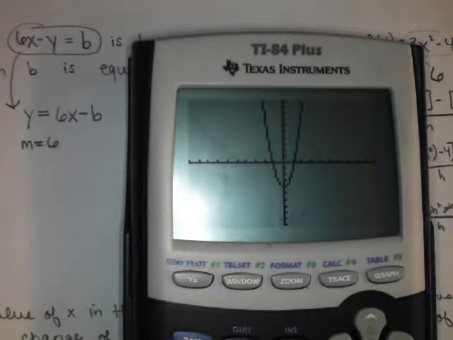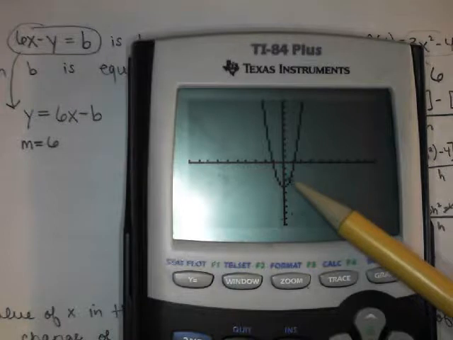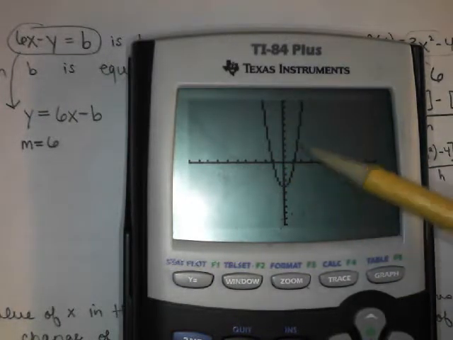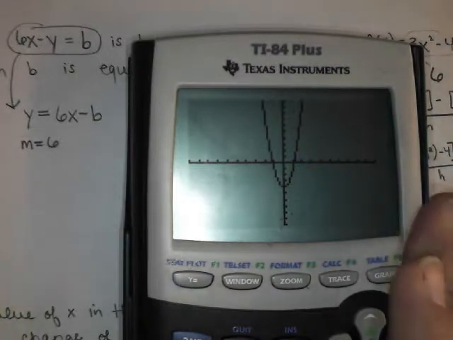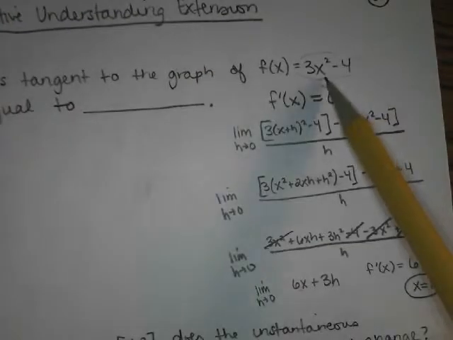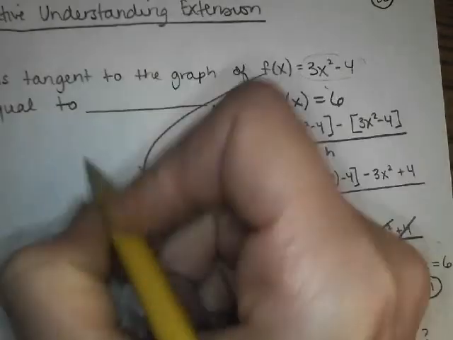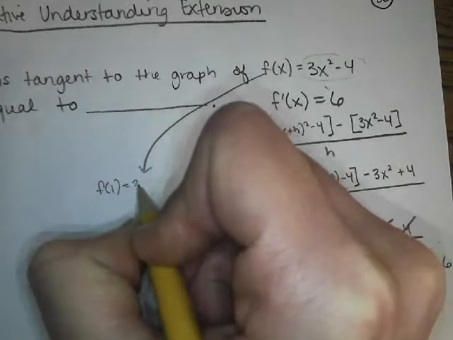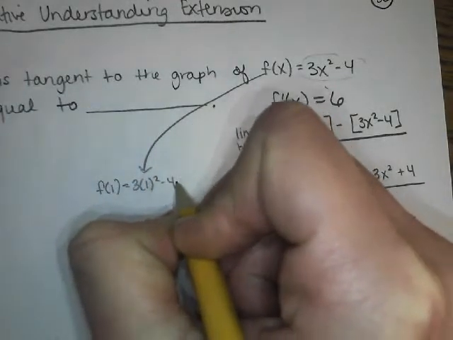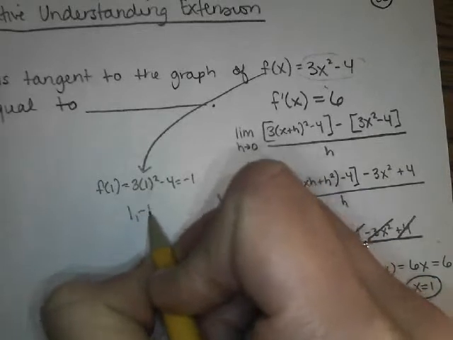How do you find B? We just found x. What'd you say? Plug in that point. What point? 1 comma... It's not 1, 6. Where's the point on the parabola? 1 comma something. I don't know what it is, but you can plug in 1 and see what the point of tangency is. Right? So if you go over to the function and you find f of 1, you're going to get -1. So the point is 1, -1.